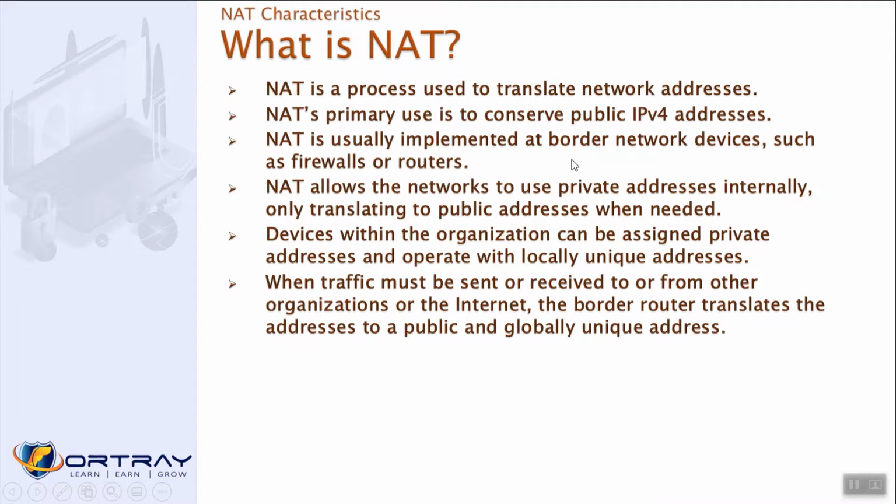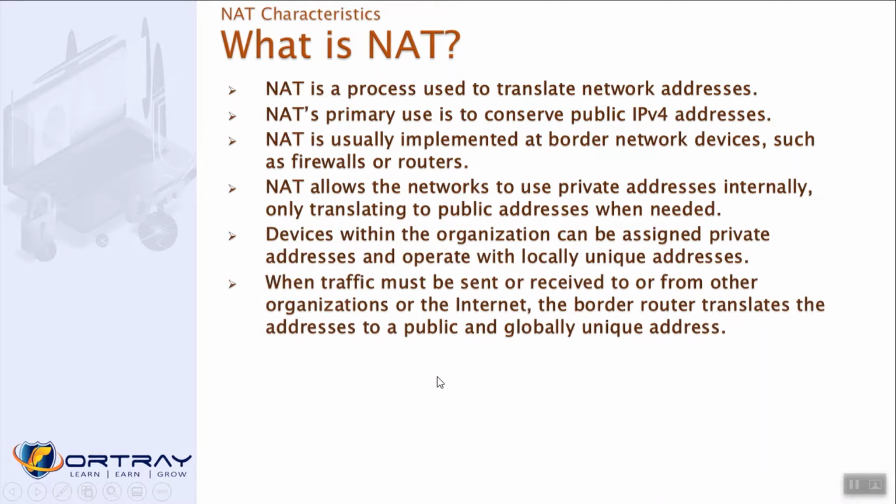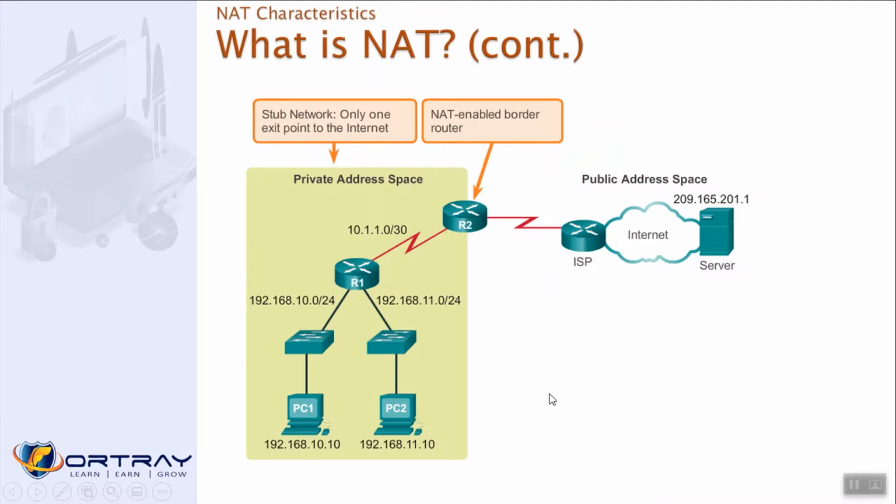NAT is usually implemented on a border router. NAT allows the network to use private addresses internally, only translated to public addresses when needed. Devices within the organization can be assigned private addresses and still operate with public addresses. When traffic must be sent or received to or from the internet, the border router does the translation.